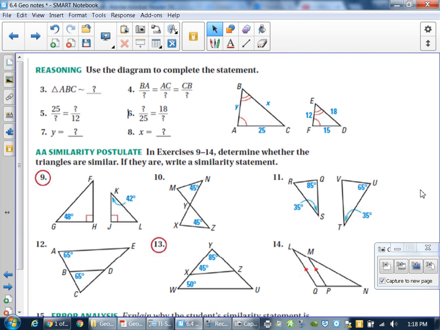Here's the first grouping of them if you guys want to get started. Got a few minutes to get going. I have it written down up here too for you. It's already on the calendar as well.